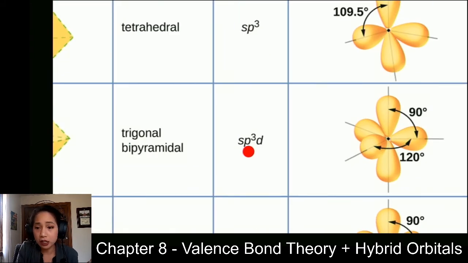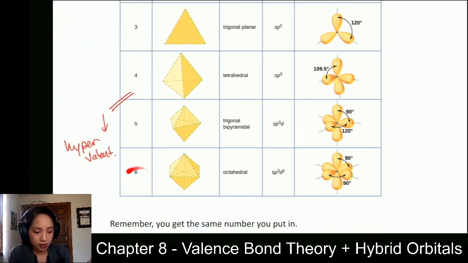So you can count how many atomic orbitals are there. There's 5 electron domains, so we need 1, 2, 3, 4, 5. See how there's 5 atomic orbitals there? And then finally, if there's 6 electron domains, it's sp3d2. So in total, there are 6 atomic orbitals there to give you 6 hybrid orbitals out.